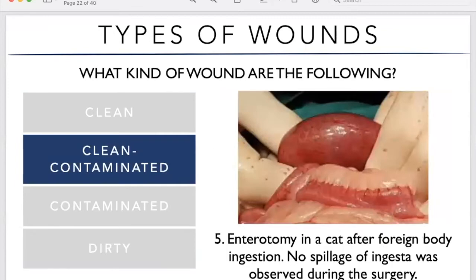Okay. Now, enterotomy in a cat after foreign body ingestion, you enforced strict surgical asepsis during the surgery. There was no spillage of ingesta. So this can be classified as clean contaminated, right? So this is just an example of how the quiz is going to be. I will give you all the details that you need to identify what kind of wound it is, and then you just pick, right?